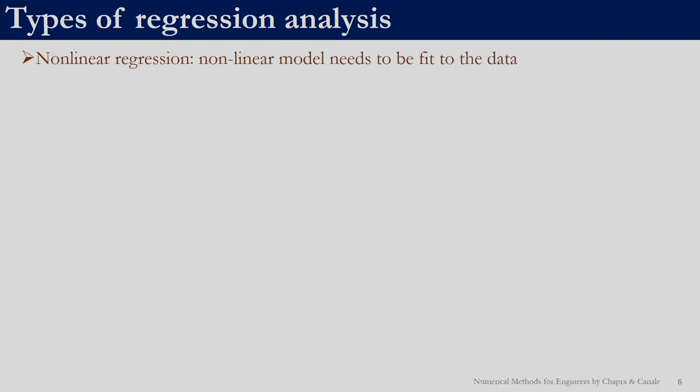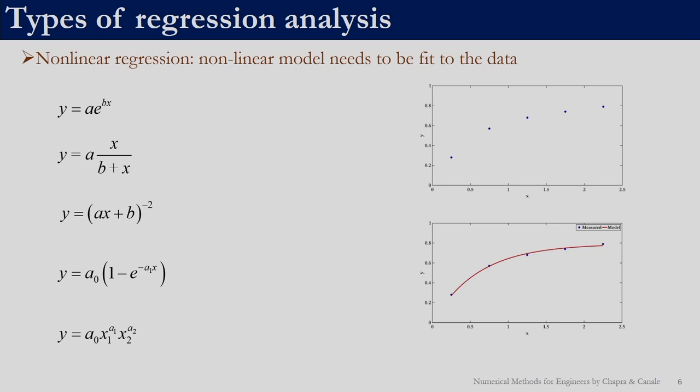So sometimes we are required to fit non-linear models. So for example, assume this data set, x versus y, right? In this case, we want to fit a model similar to this. So this model, if you see, is a non-linear model. Some other examples of non-linear models: y is equal to a e power bx. Because of b, this model is non-linear, right? Over here also, b occurs in the denominator, so it's non-linear. Again, because of this minus 2, it becomes non-linear. Again, over here, a1 is not known and we need to find it out. So this is also a non-linear model.